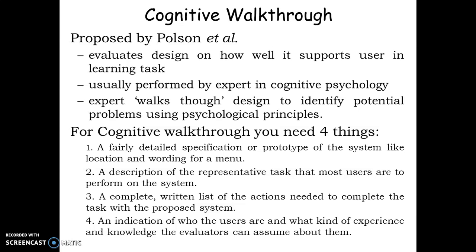To do a cognitive walkthrough, you need to know the following four things: a very detailed specification or prototype of the system, like location and wording for a menu; a description of the representative tasks; a complete written list of actions needed to complete the task with the proposed system; and an indication of who the users are and what kind of experience and knowledge the evaluators can assume about them.